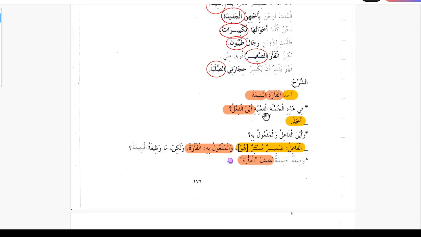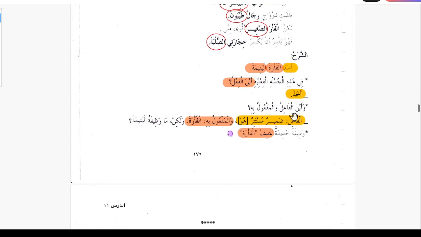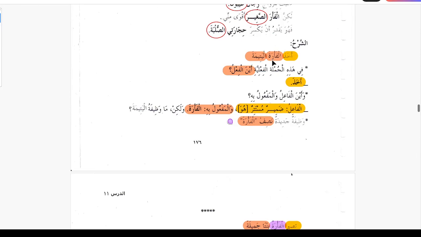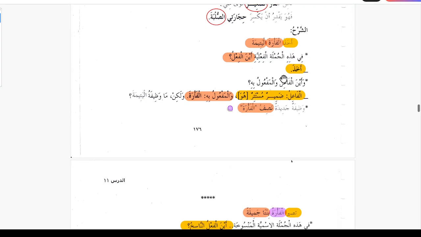In this جملة فعلية, where is the fail? Where is the verb? So أخذ is the verb. Where is the fail and مفعول به? So we know there is no fail, there is no word with the dhamma in the rafa form, so the fail is hidden in it. So we'll say failu damirun mustatirun huwa, the hidden pronoun in it, huwa.